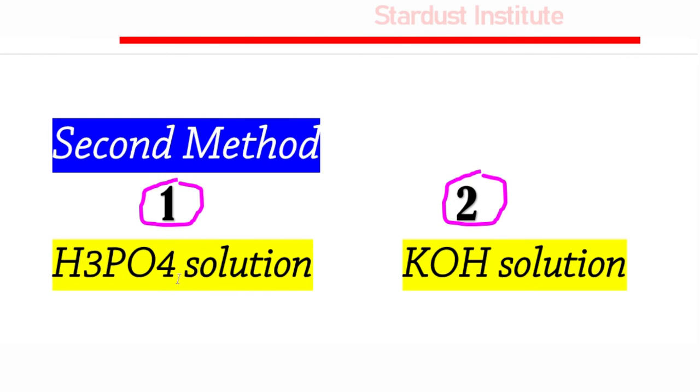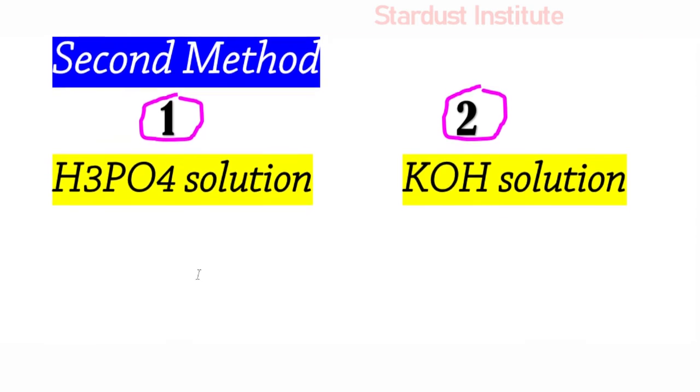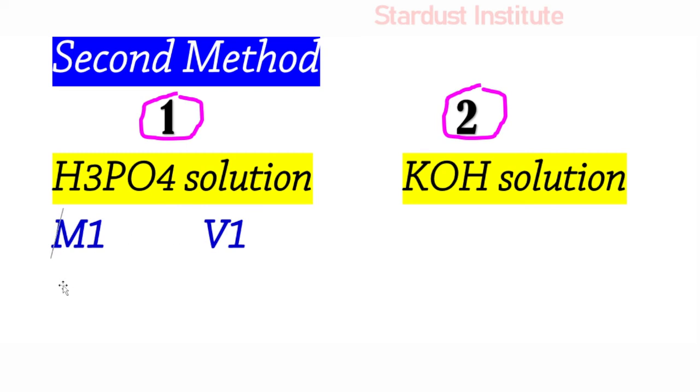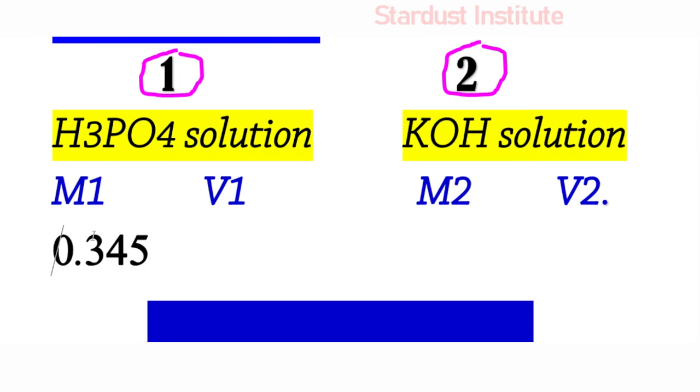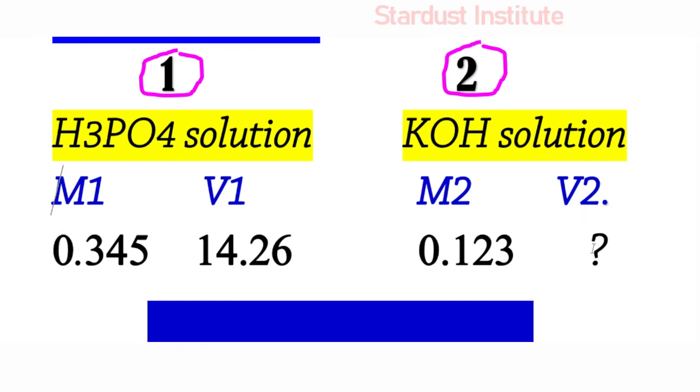Now we have taken this phosphoric acid solution as number 1 solution. Therefore, we can take molarity of this phosphoric acid solution as M1, volume as V1. We have taken KOH solution as number 2 solution, so molarity of KOH solution is M2, volume is V2. M1, we know, 0.345. V1, it has been given, 14.26. M2, we know, 0.123. These values have been given, but we don't know V2. We have to find it.